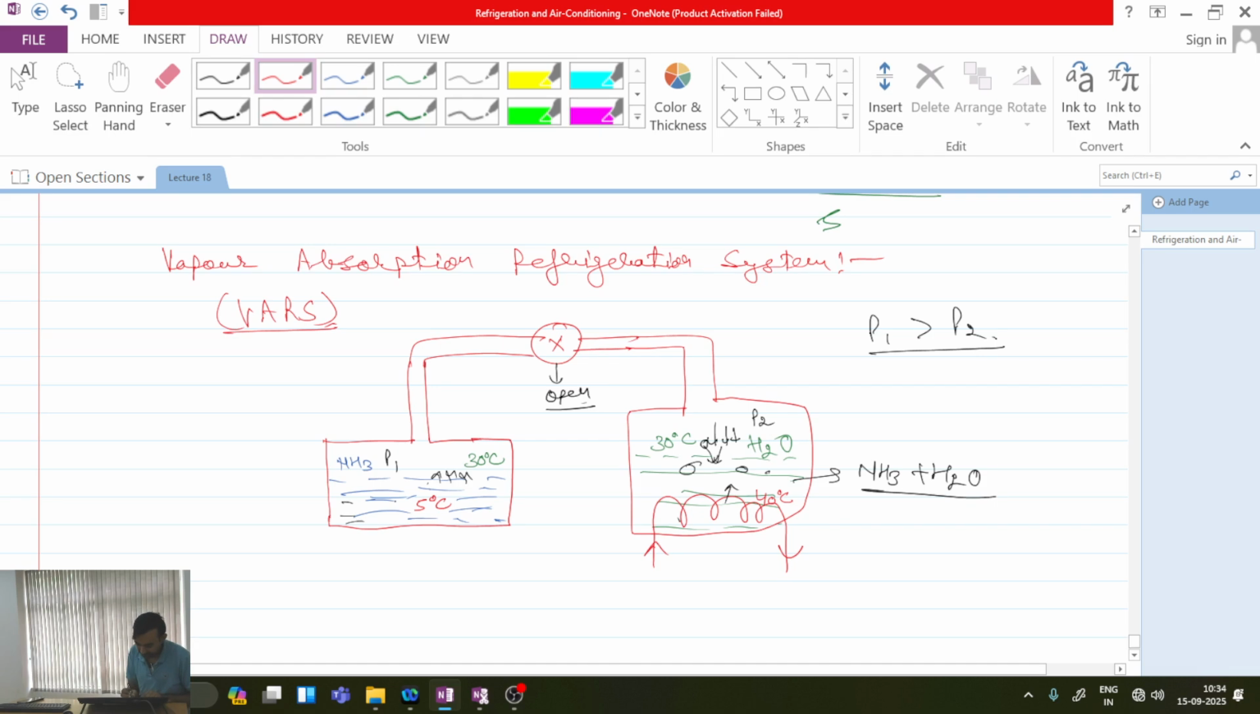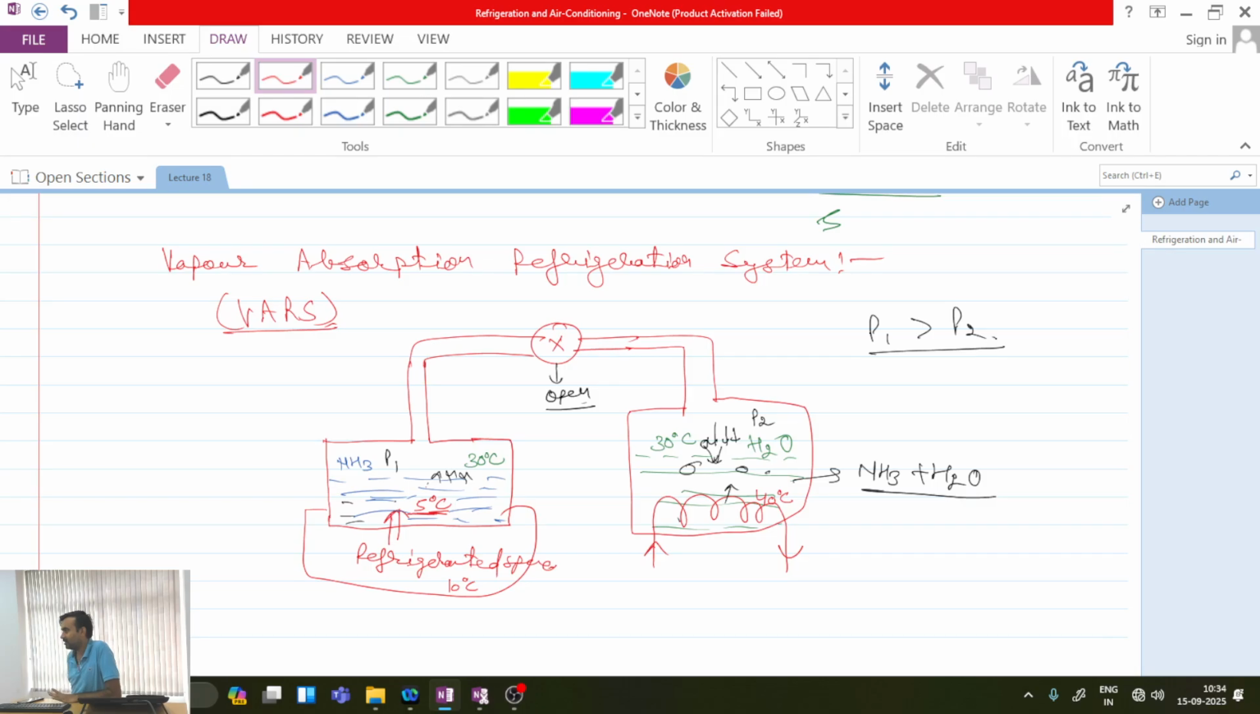Now, if this liquid has reached 5 degrees Celsius, and after that I put this inside my refrigerated space, which is to be maintained at say a temperature of 10 degrees Celsius, then what will happen? This refrigerated space will also start transferring heat to the first chamber. Is this point clear? So here this first chamber will act as an evaporator and the second chamber will act as a condenser. Is this point clear?